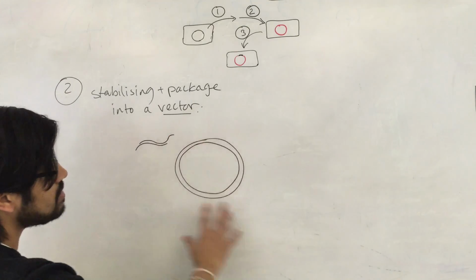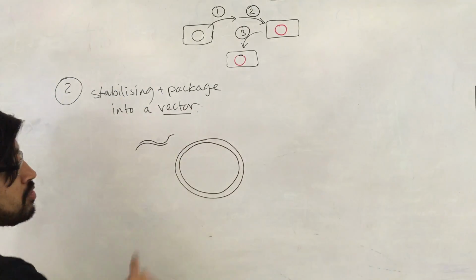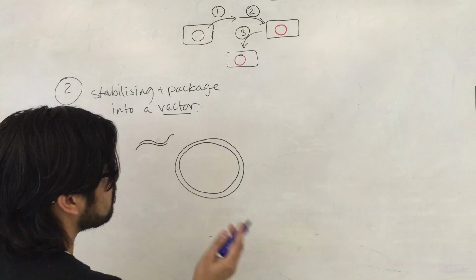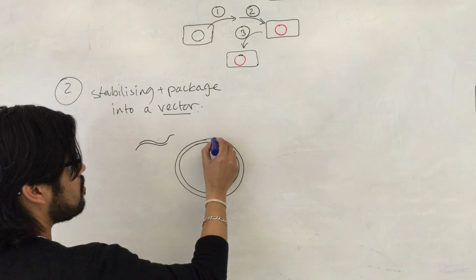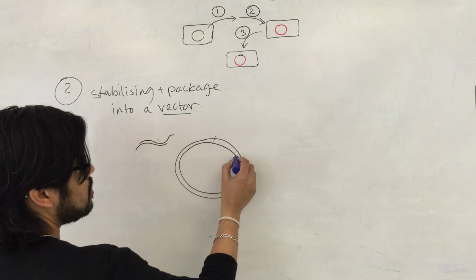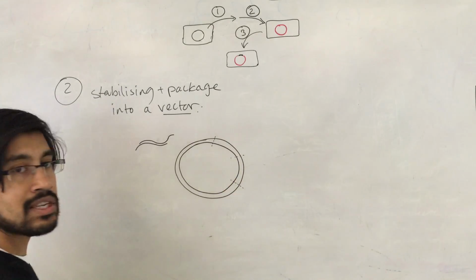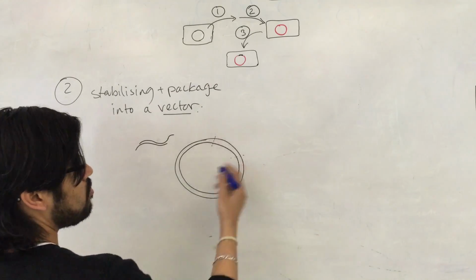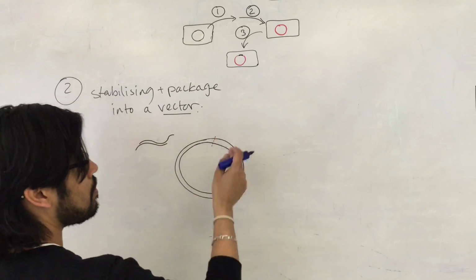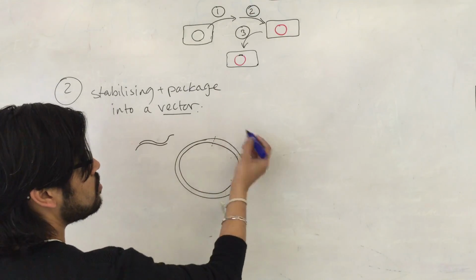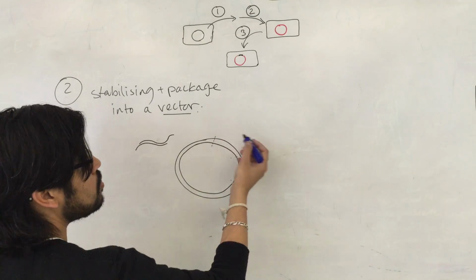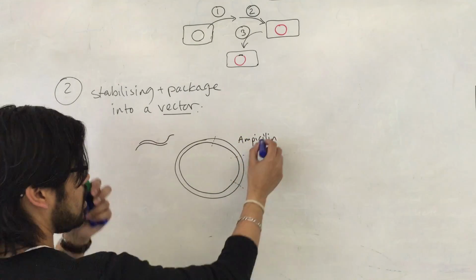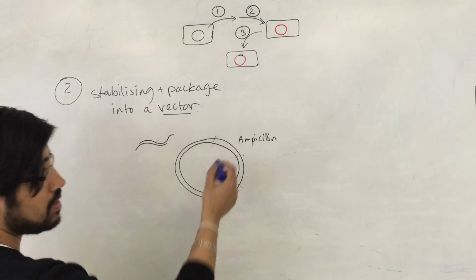So the basic plasmid will be a double-stranded piece of DNA, and the most important feature for us is that as part of it, it will have genes for antibiotic resistance. So this gene right here will give whatever bacteria has this plasmid the ability to be resistant to, for example, ampicillin. This is an antibiotic.